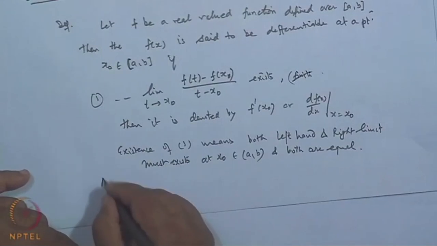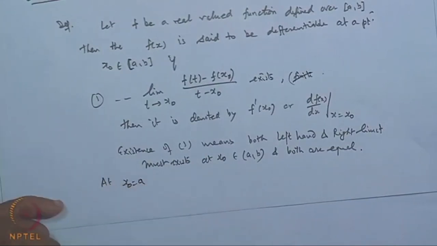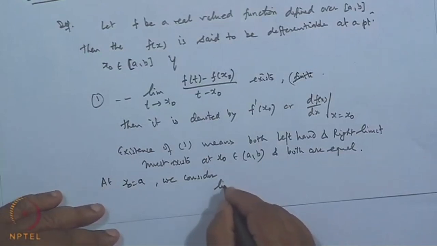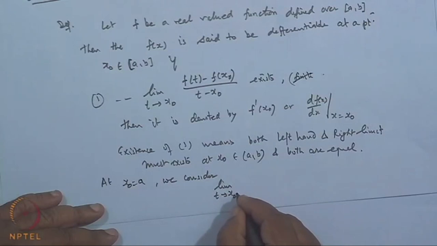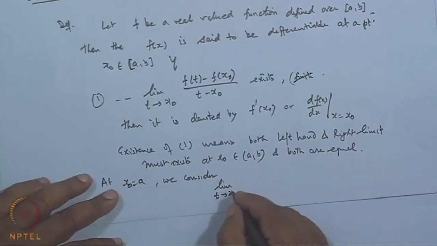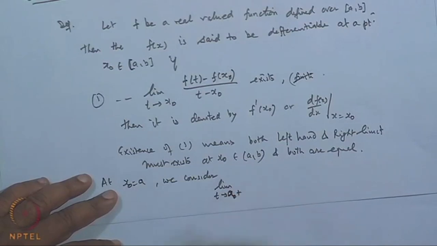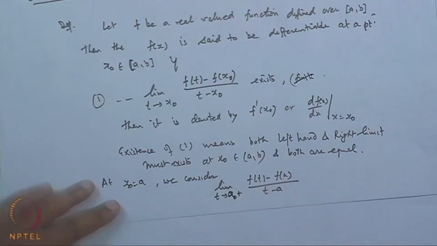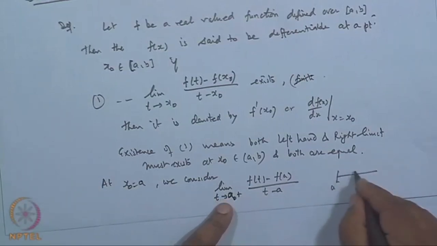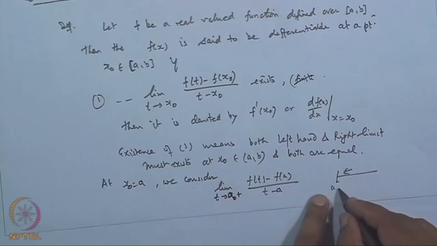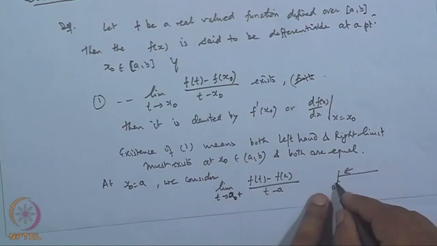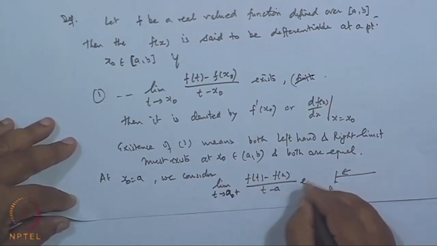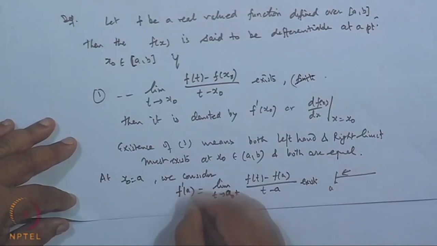At the end point, at x naught equal to a, we consider only the right hand limit, that is, the limit as t tends to a plus of (f(t) minus f(a)) over (t minus a). So, in the interval [a, b], we look only at this side, the points approaching a from the right hand side of a. So, if the right hand limit exists, then we say the derivative of the function exists at the point a.